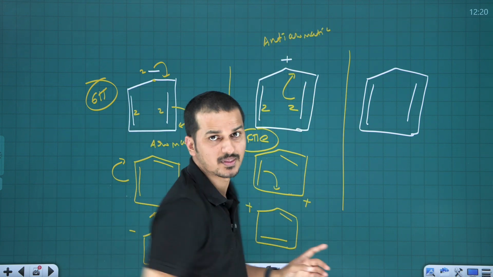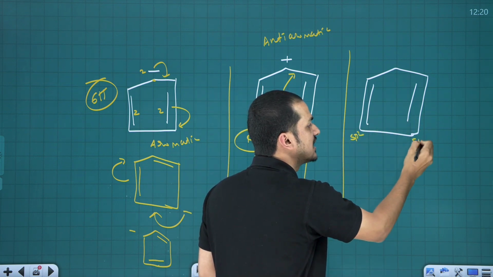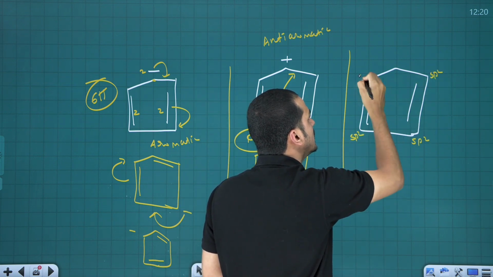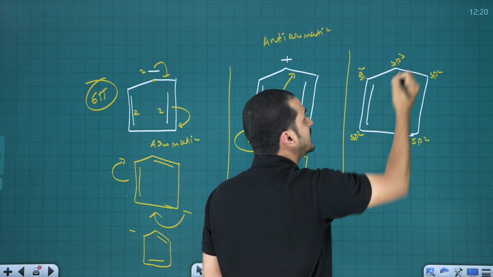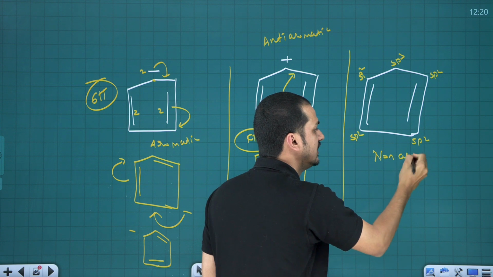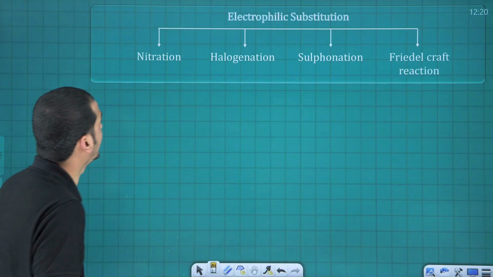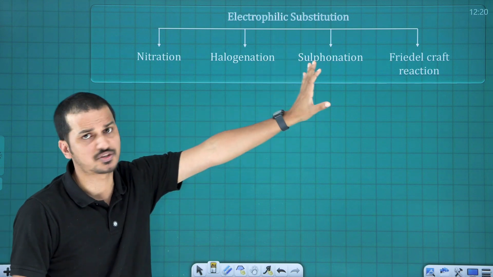What about this one? This one is cyclic, but not planar. This is sp2, this is sp2, this is sp2, this is sp2, this is sp3. Non-planar means non-aromatic. This way we can solve the questions. Clear? Next again, the last idea: electrophilic substitution in benzene.